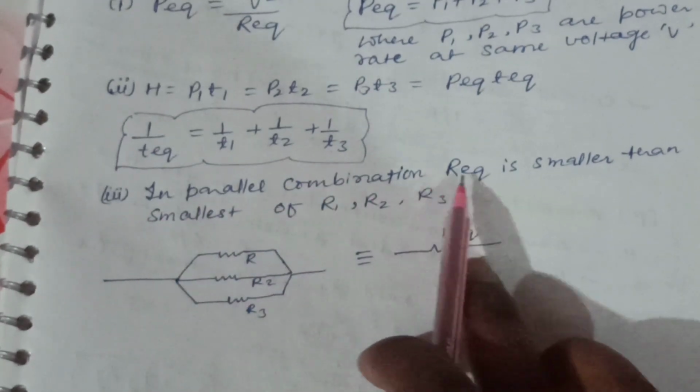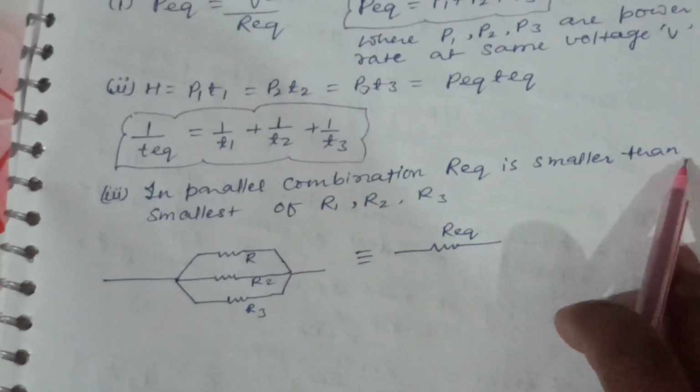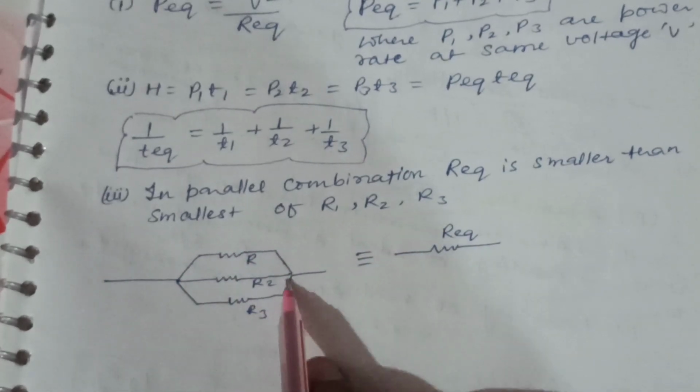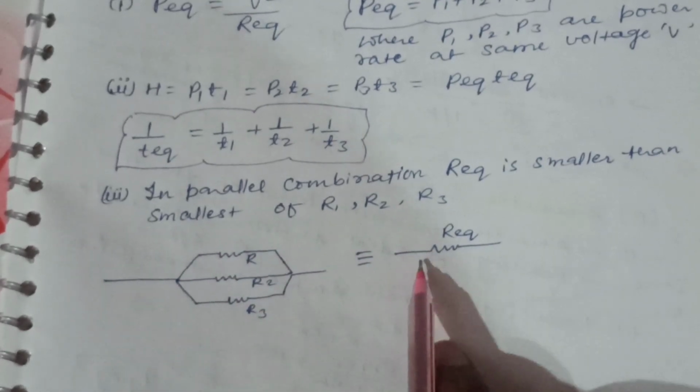In parallel combinations, R equivalent is smaller than the smallest of R1, R2, R3.